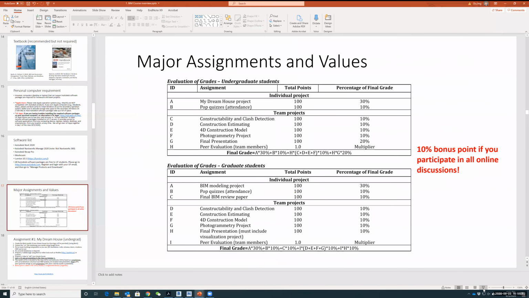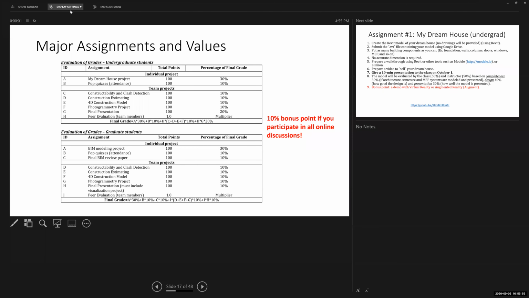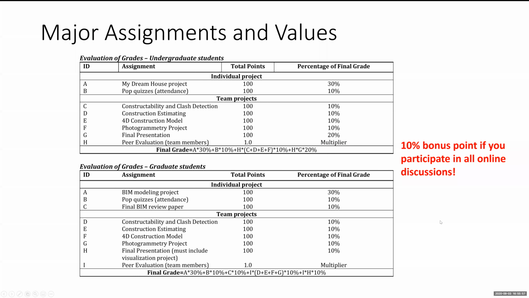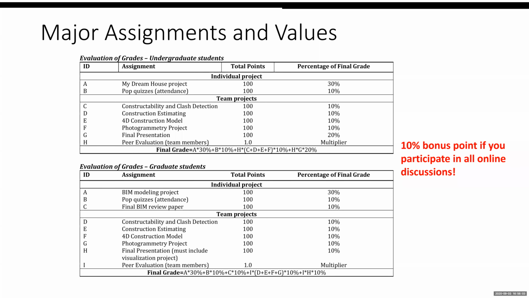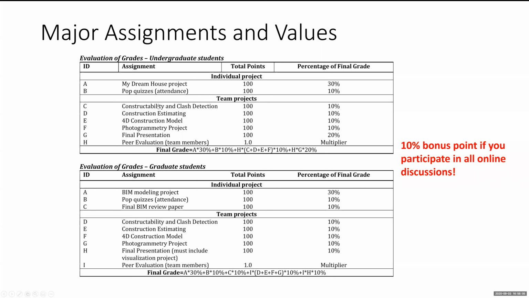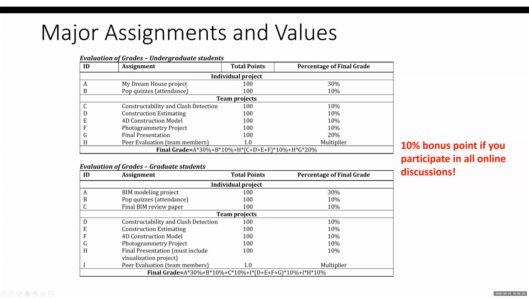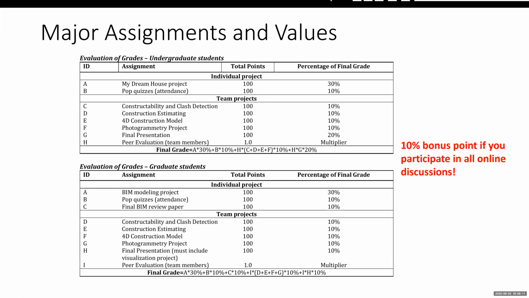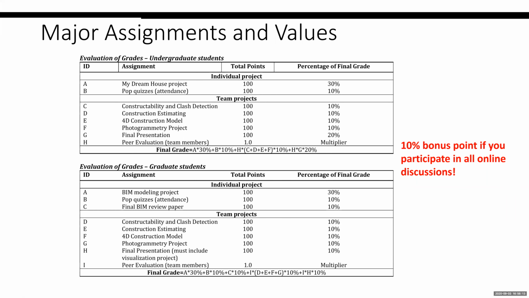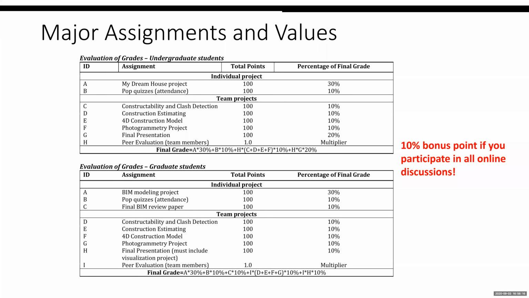Okay, then this is how we will come up with the final grade for you. There are no exams, no midterm, no final exam. There will only be projects for this course. We have an individual project, the My Dream House project, for undergraduate students. You will be required to design a model in Revit of something you want to live in in the future.